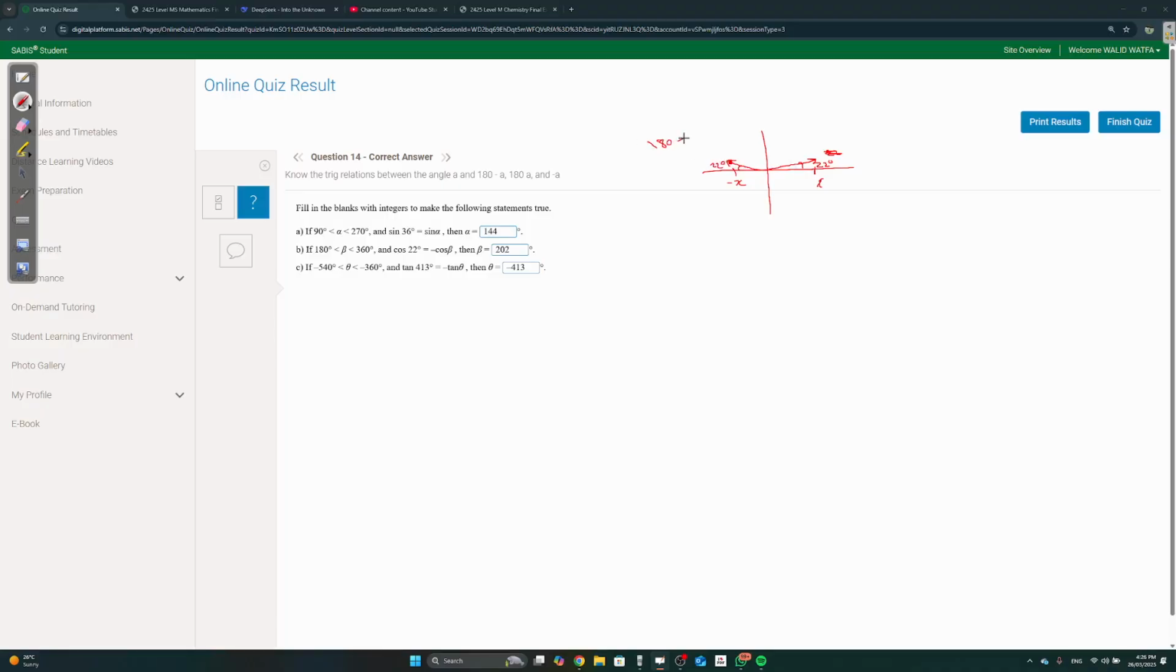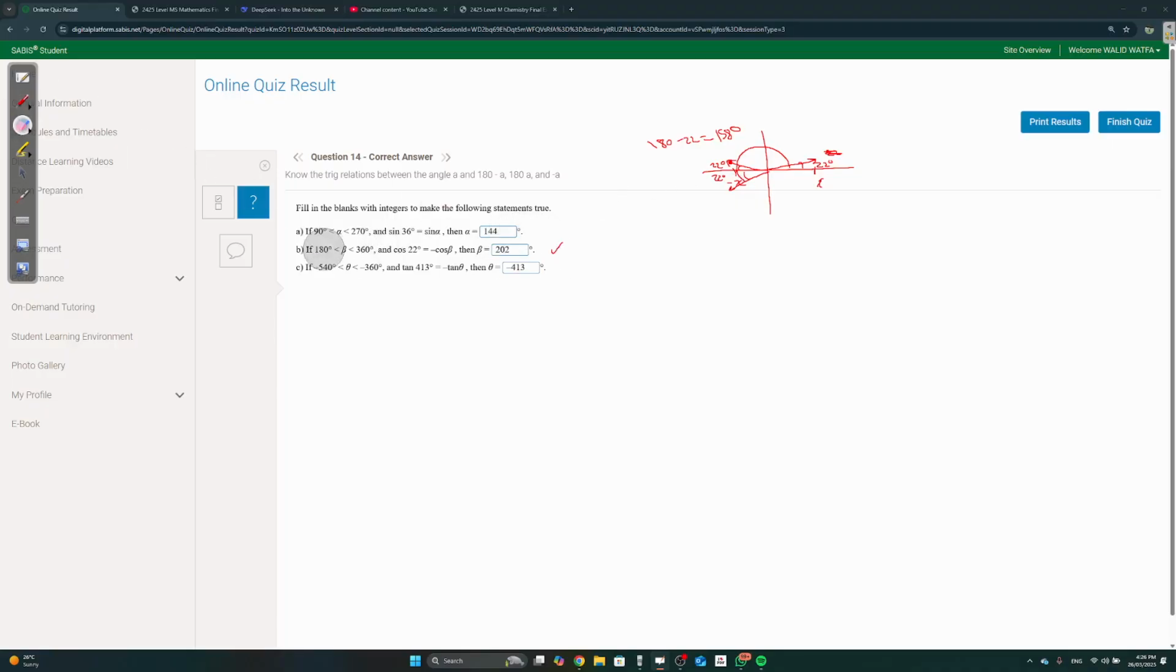So 180 minus 22 is equal to 158 degrees. But is that in my domain? No. So that means I have to go to the next best negative cosine value, which is where? Down here. Isn't this x value the negative of this? Yes. Okay. So how do I go from here to here? This is also 22 degrees, right? So you have the 180 plus this 22, which is 202.